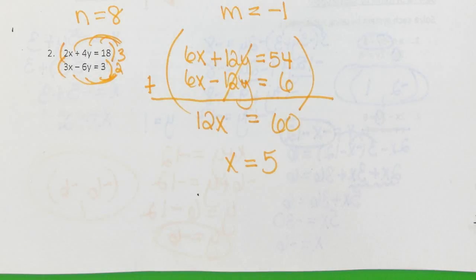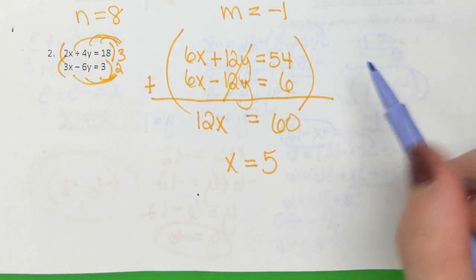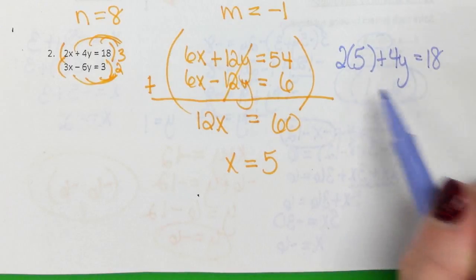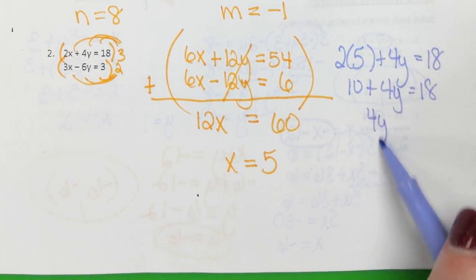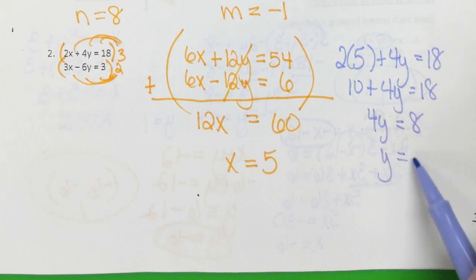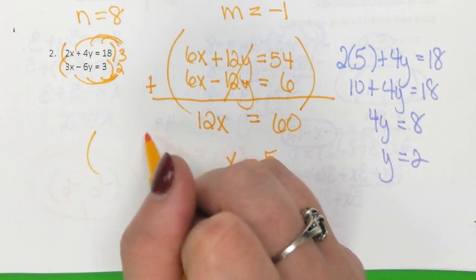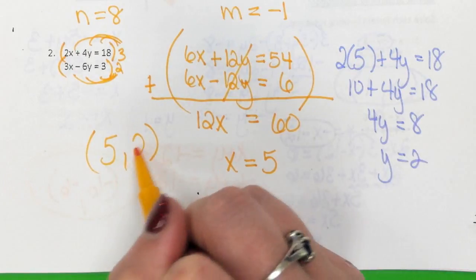And we have 4 options this time to plug into. We have the top 2, and we have the 2 where we multiply by. Which one? You want to do the top one? Yeah. All right. So we would say 2 times 5 plus 4y equals 18. Subtract the 10. Divide by the 4. 5 and 2. Very good.